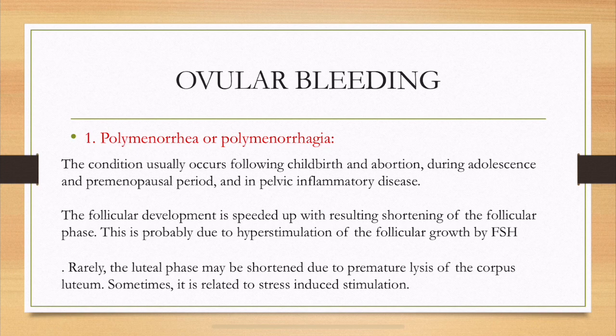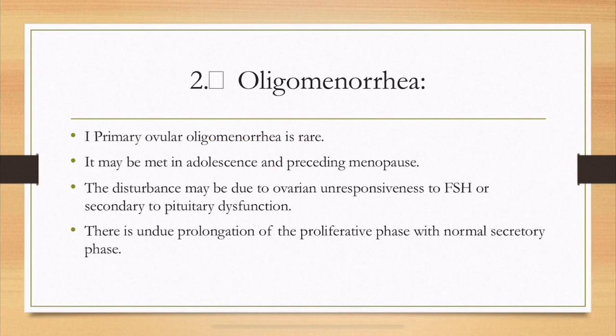Rarely, the luteal phase may be shortened due to premature lysis of the corpus luteum. Sometimes it is related to stress-induced stimulation. So even the luteal phase can be affected rarely, because the degeneration of the corpus luteum is occurring at a faster rate, which results in lower levels of estrogen and progesterone. The estrogen and progesterone levels fall early, which results in shedding. Hope the polymenorrhea is clear. What you need to remember in polymenorrhea is the shortening of the follicular phase, and the hyperstimulation of follicular growth by FSH.